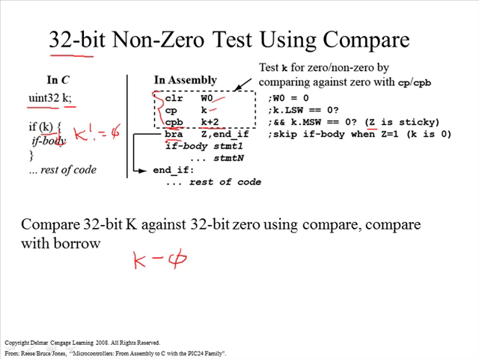At this point, we need to determine what branch we need. We're going to skip around this if body if k is equal to 0. So that would mean the Z flag would be true in that case. So we're going to do a branch on 0 to the end if k is 0. If this branch is not taken, then we'll execute the if body. That will be for the case of k not equal to 0.